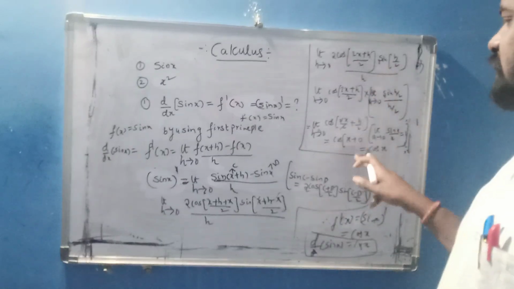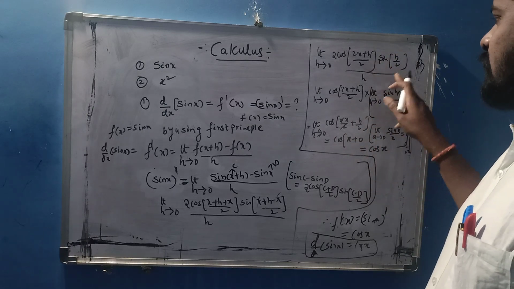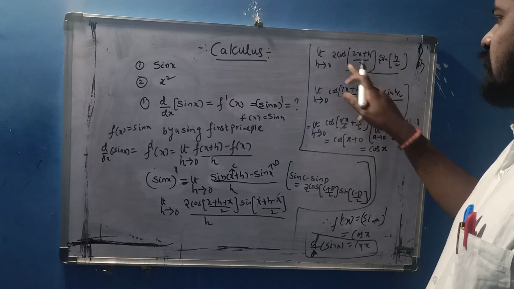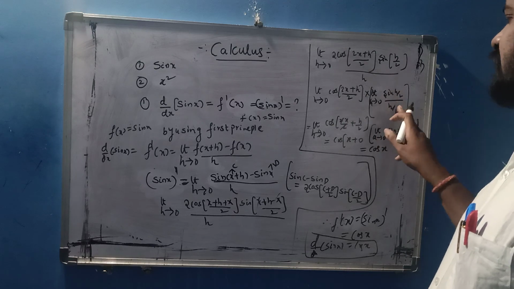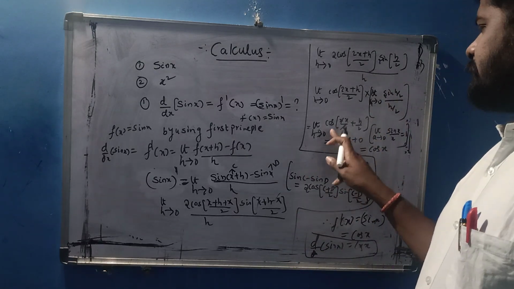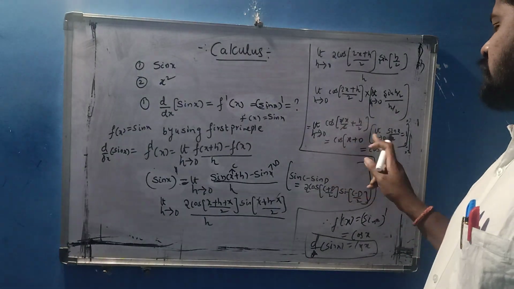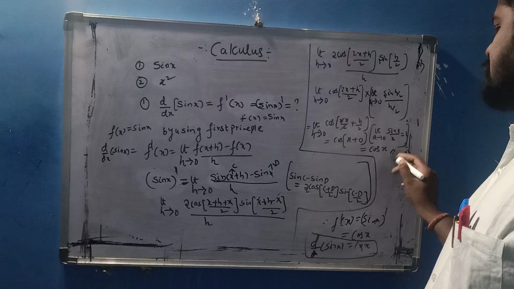After simplification, we get cos of x plus h by 2, and here one formula: limit h tends to 0 of sin (h by 2) by (h by 2). The 2 goes to the denominator, and this value equals 1. After that, limit h tends to 0 of cos of (x plus h by 2). Replacing h with 0, we get cos of x plus 0. That answer is cos x.